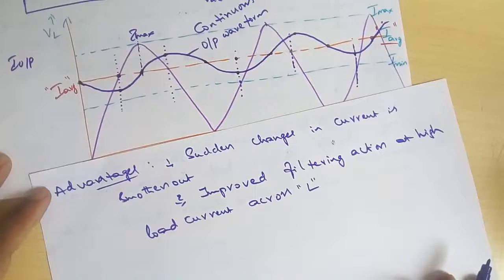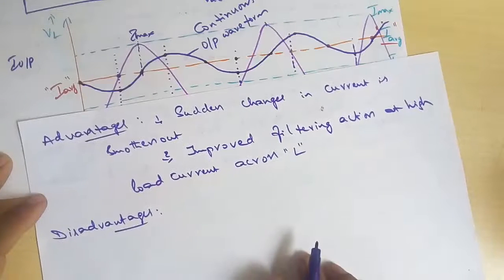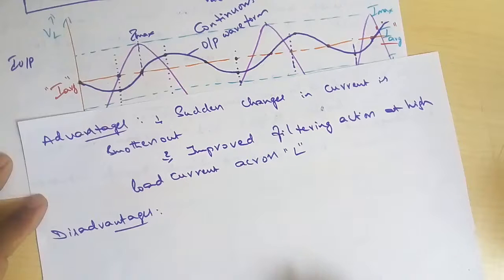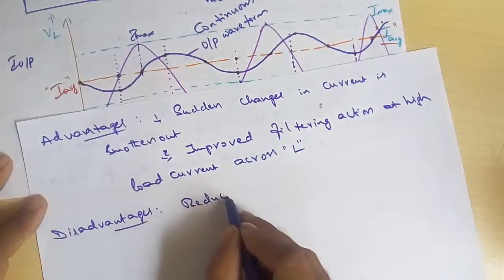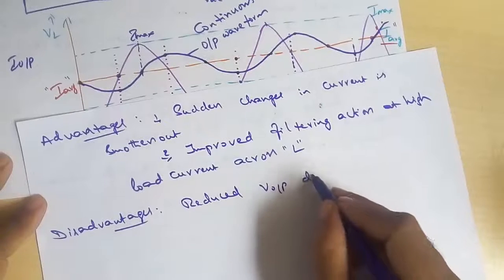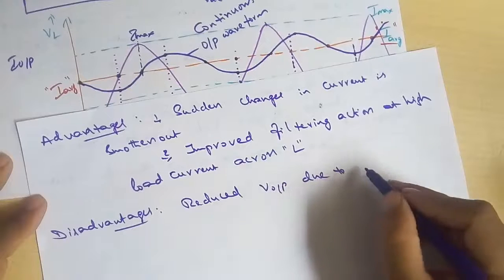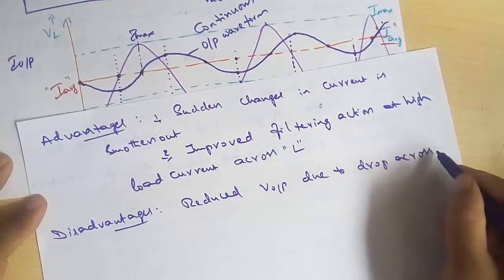Next are the disadvantages. What is the disadvantage here? The first one is reduced output, which is due to the drop across the inductor.